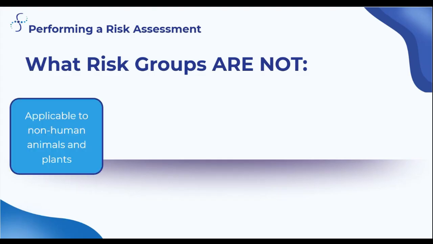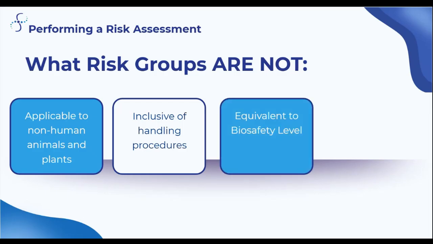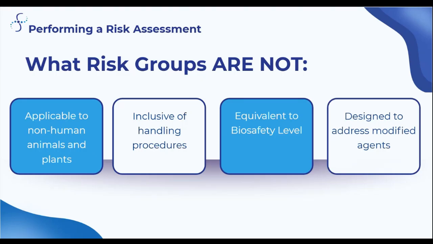Risk groups are only for agents that have the potential to cause harm to human health. Agents that do not cause harm to humans, but may be harmful to plants or other animals, are not assigned a risk group. Classification does not include host or procedural factors. To repeat, risk group is not equal to risk assessment. Risk group is also not equal to biosafety containment levels. And finally, genetically modified agents do not have an assigned risk group. For example, in lieu of a risk group for a lentiviral vector, one needs to look at the parent organism, HIV, and move forward from there.